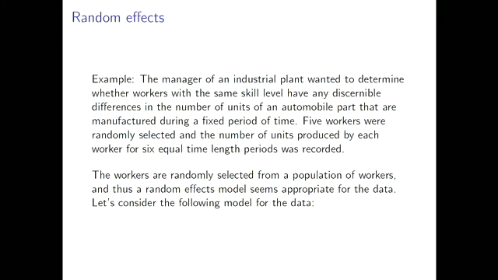And we want to see if there are differences between our trained workers in the number of units of some automobile part that they're manufacturing. Some workers can manufacture more of these parts consistently than other workers. Five workers were randomly selected. So this is the second example, where samples are taken from a larger population. And we know there's random variation between individual workers.